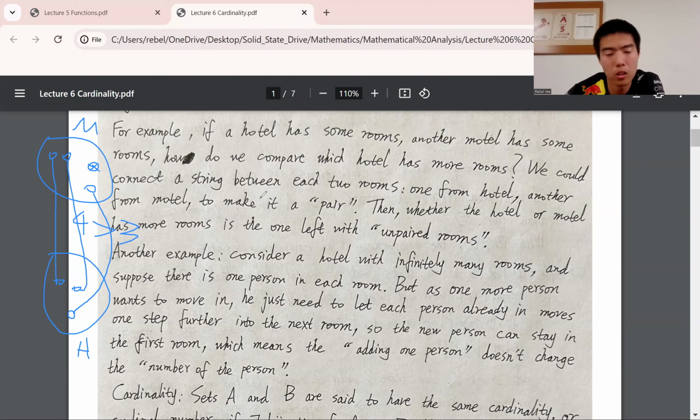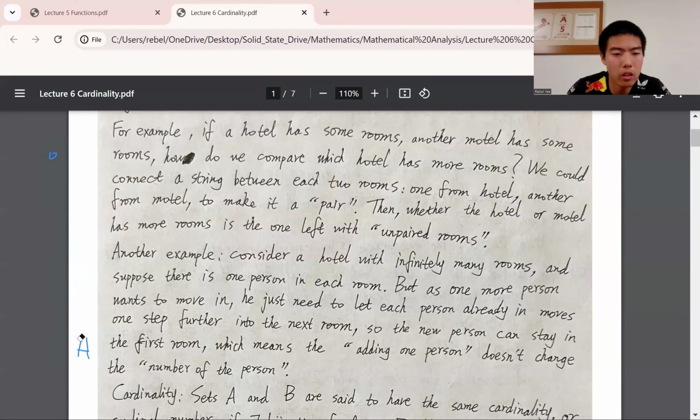And there are only two cases remaining. In this case, what if there's another room in the hotel, connected with the motel room again? Then all of the rooms are paired, and in this case, we say they have the same number of rooms.